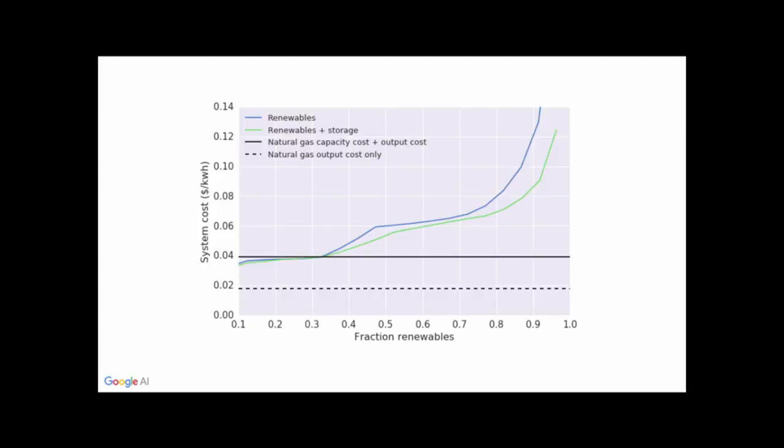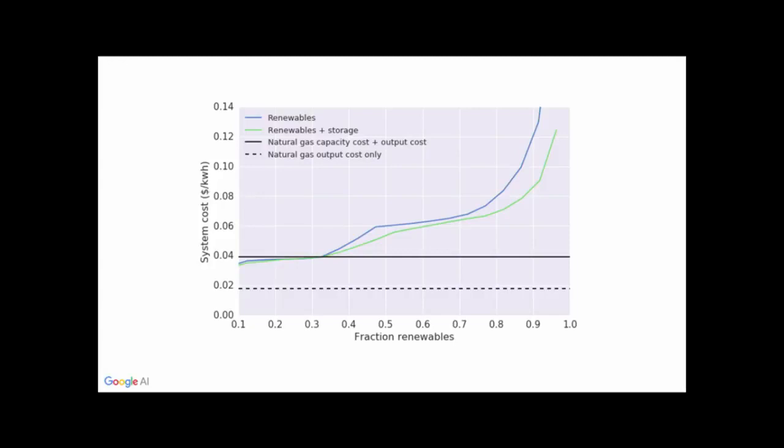The blue and green lines reflect the marginal cost for adding the next kilowatt hour of renewables at that fraction. Blue is without storage and green is with storage. And you can see up to about 40%, renewables actually beat new natural gas for electricity. That's great. In fact, we're seeing that people are preferentially building renewable power plants because renewables aren't very common.